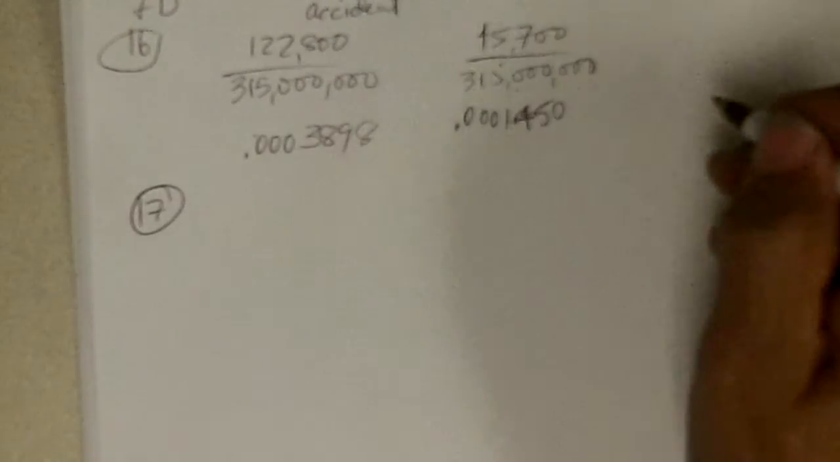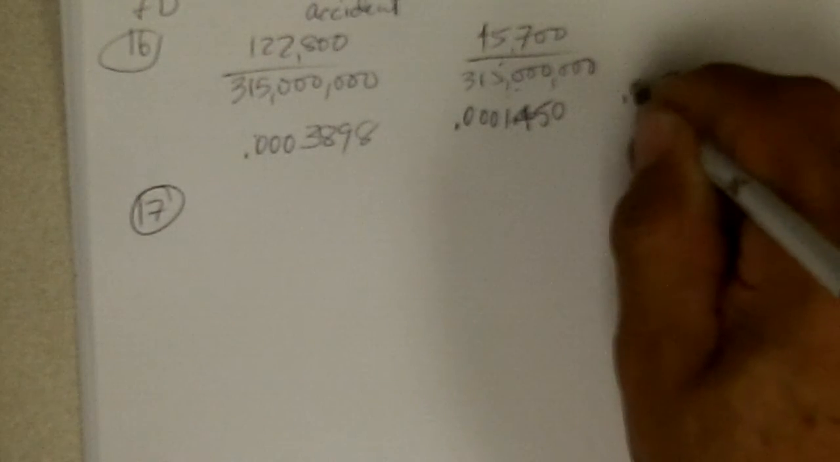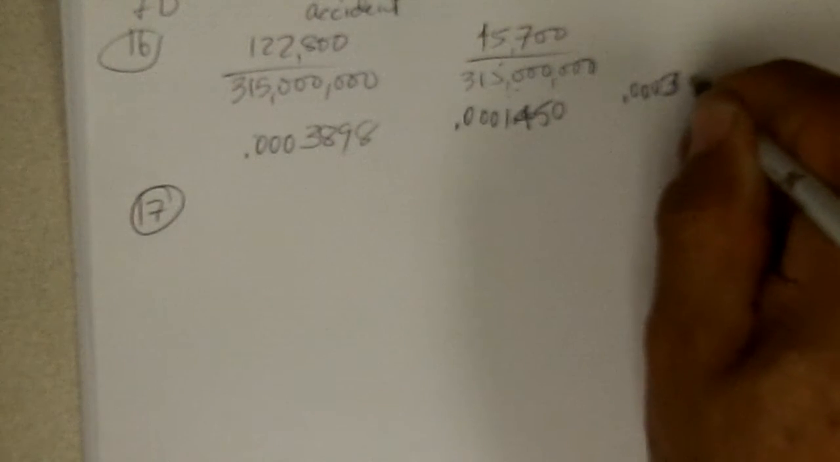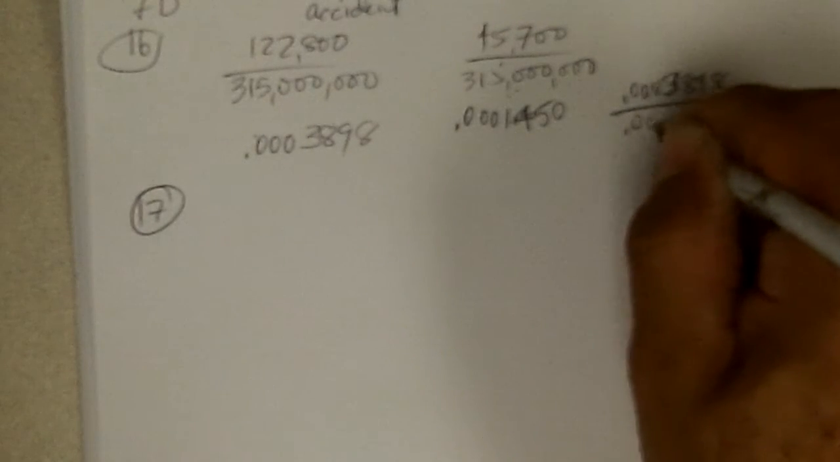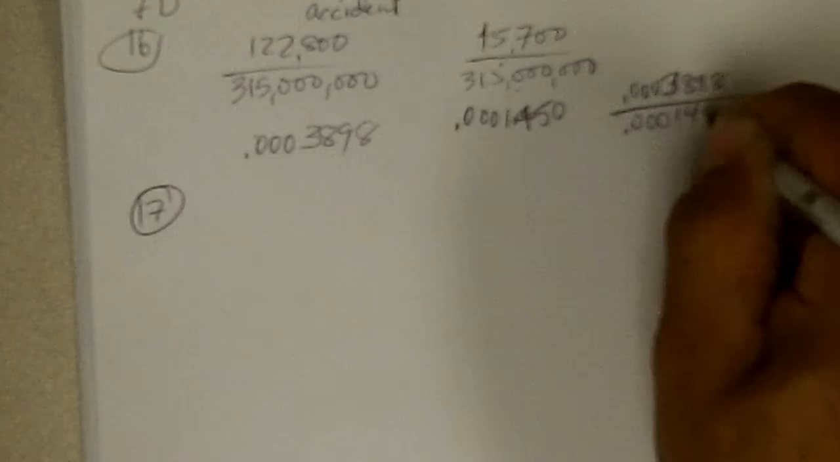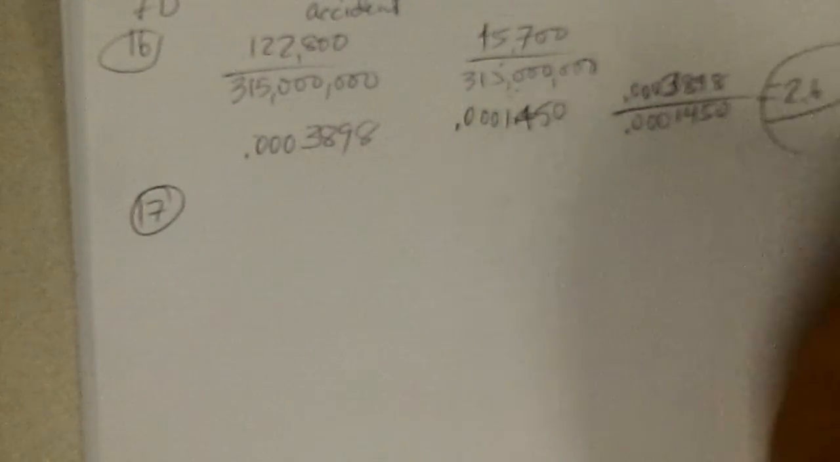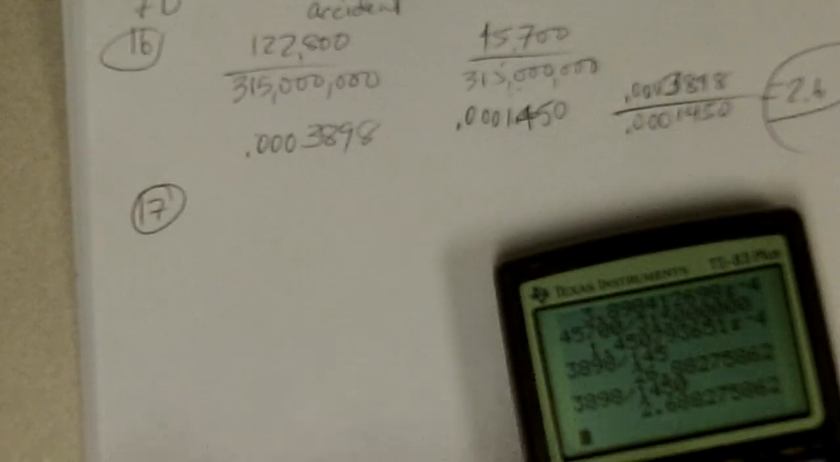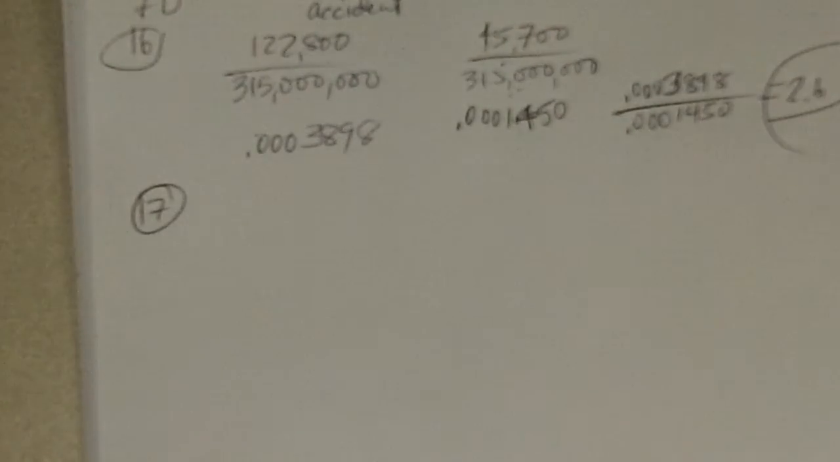17, 0.000389 divided by 0.000145 is 2.6, over twice as likely. And that's how you would do 16. 17 is probably going to be a similar type of problem.